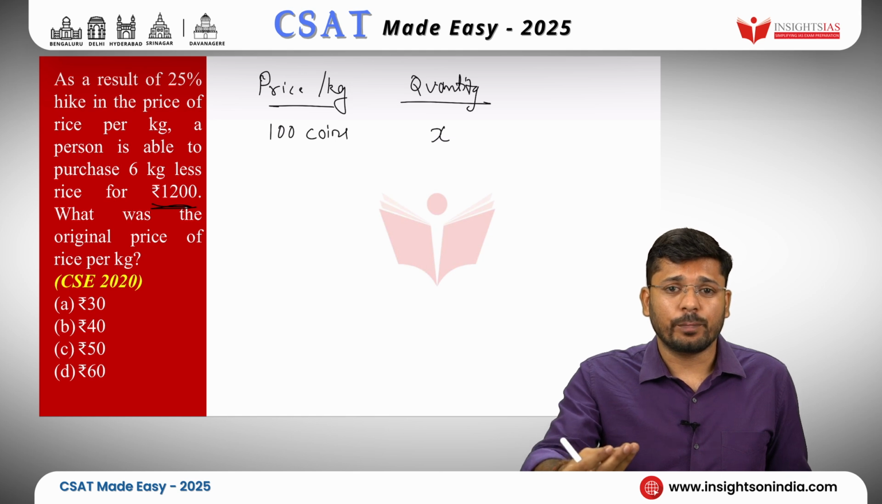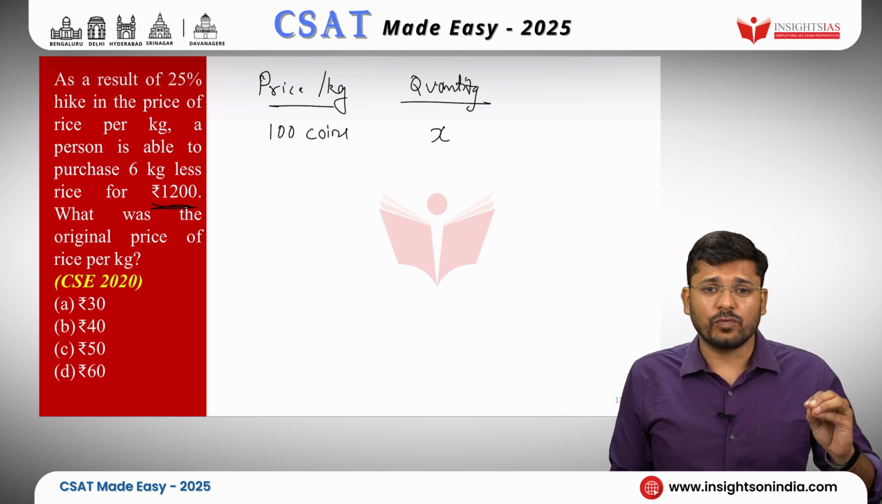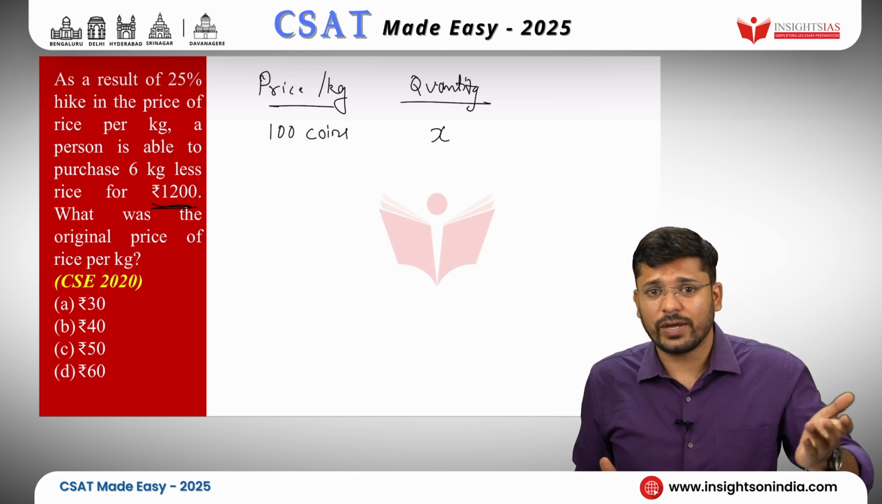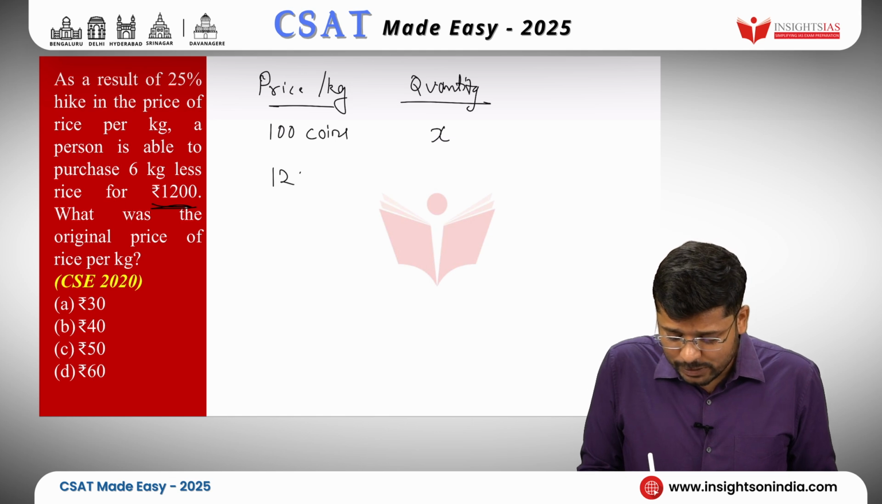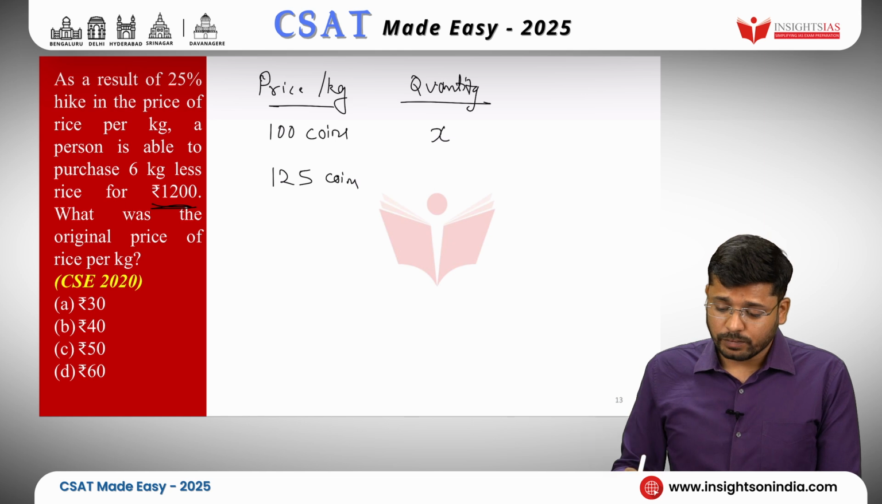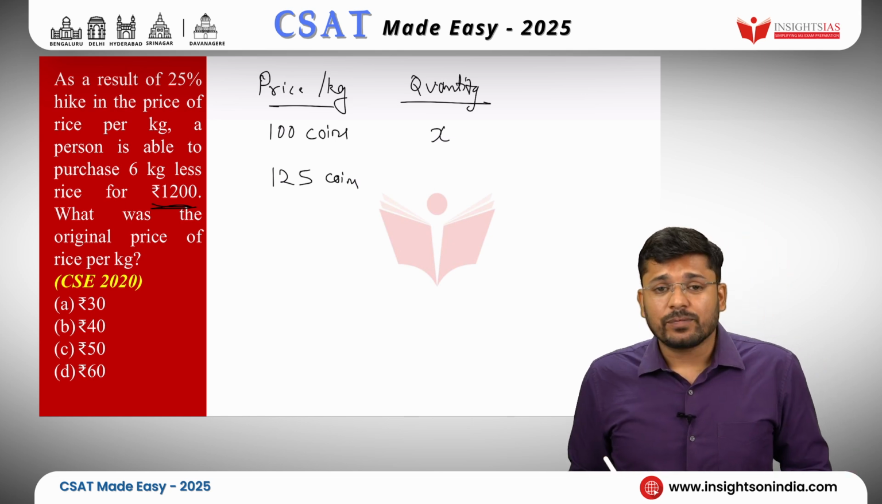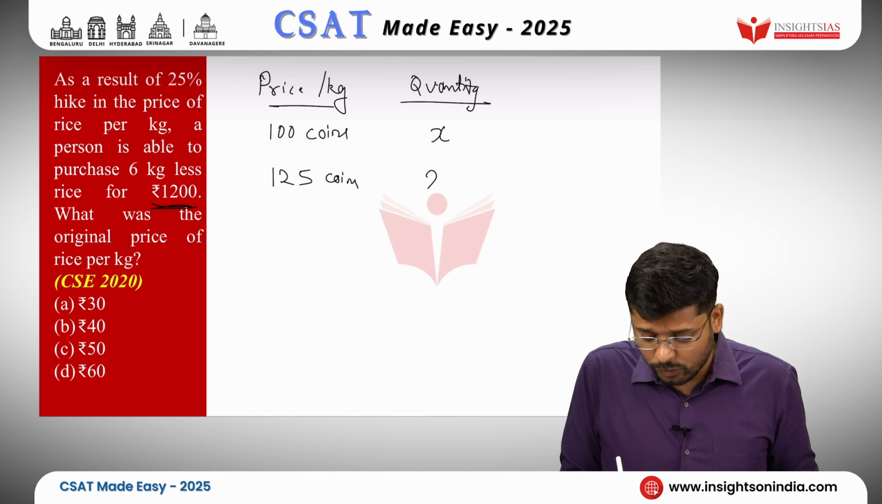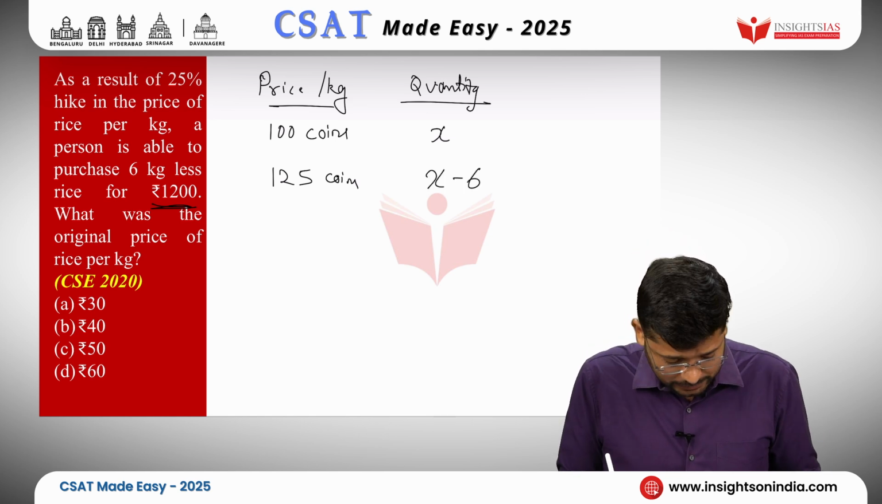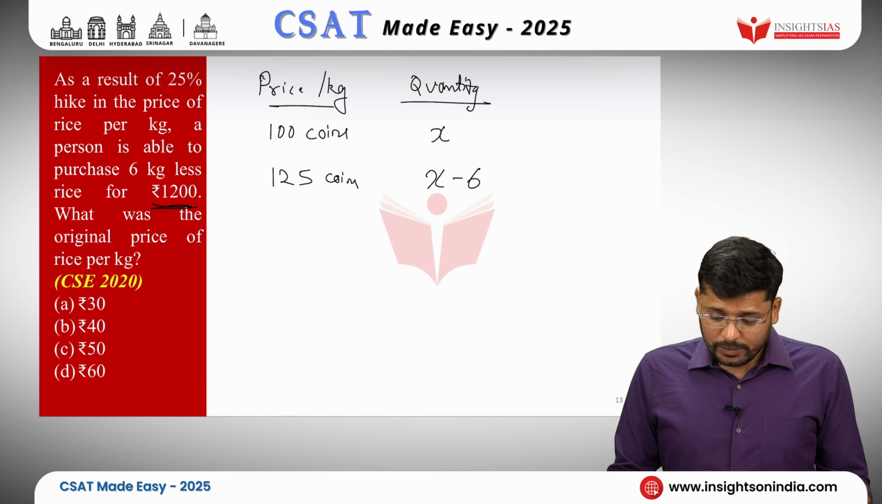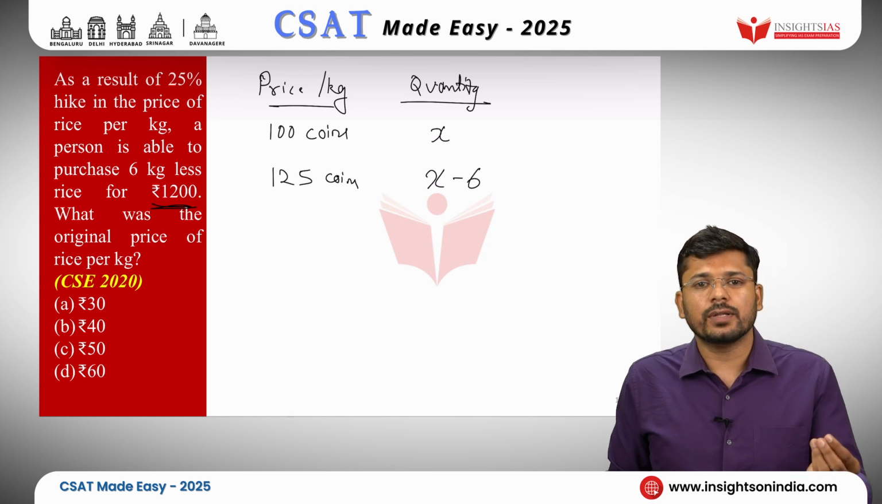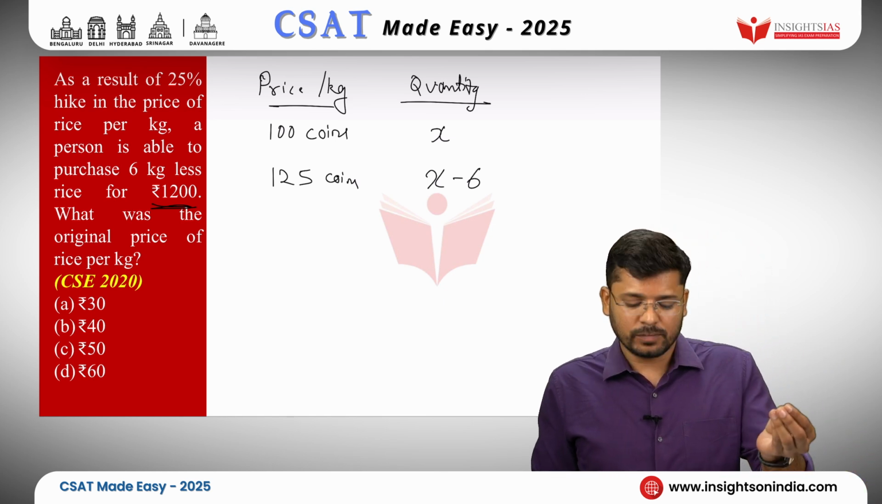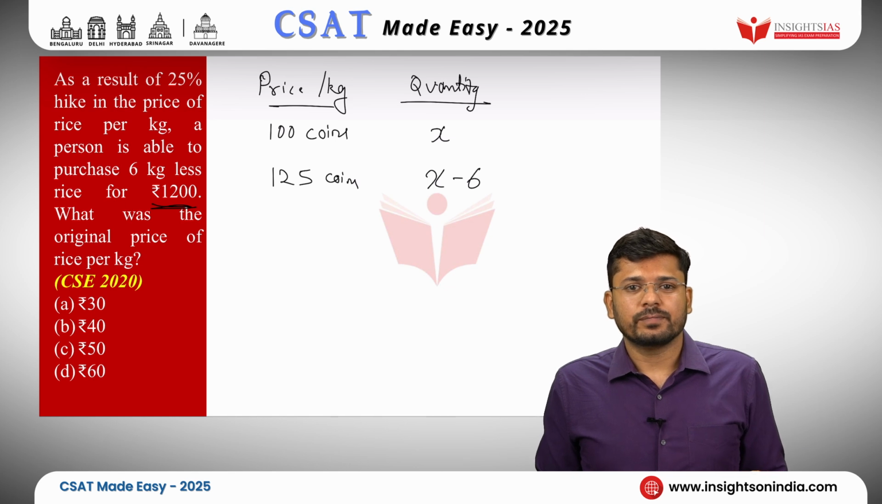If you needed to pay 100 coins for the rice before, now you need to pay 125 coins because there has been a 25% hike. And now the quantity that you are getting because of this price rise is 6 kg less, it would be x minus 6. Okay. In both the cases, the amount that the person is spending is 1200.